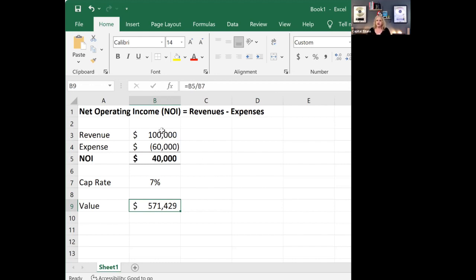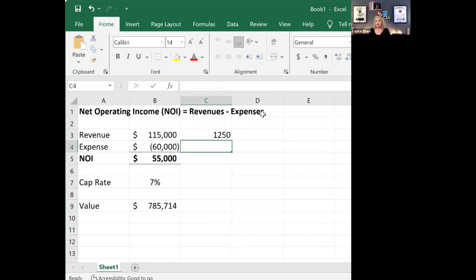So let's say we had an opportunity to increase the revenues of the property by 15% over the course of a year. Let's say we did nothing with the expenses. All we did was increase the revenue by 15%, by $15,000 a year. Let's look at what that does to the value of the property. So if we change the revenue to $115,000 and hit enter, holy Bob, look what happened, right? The value of the property went up to $785,000.